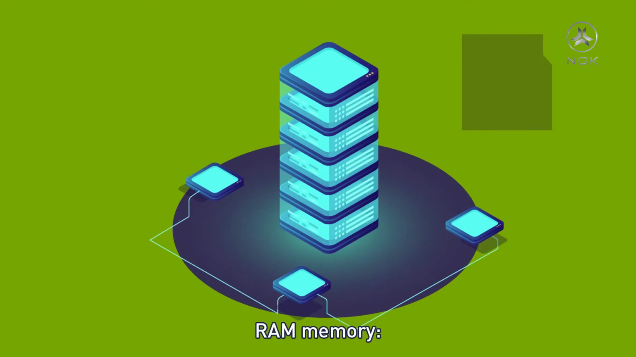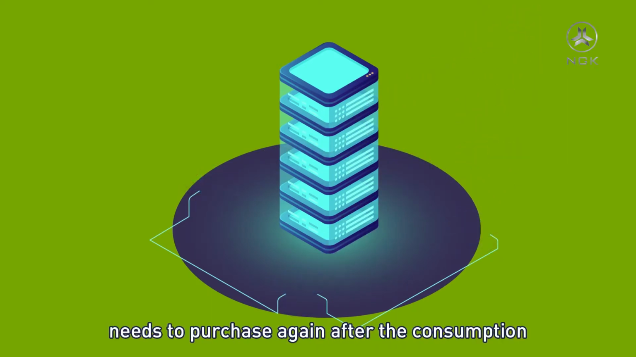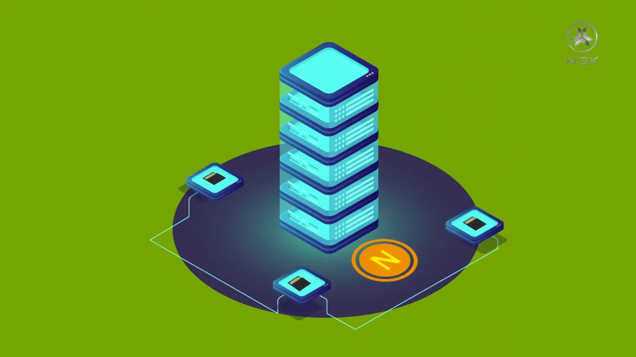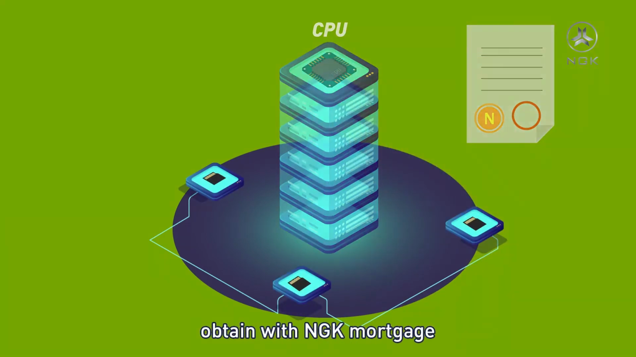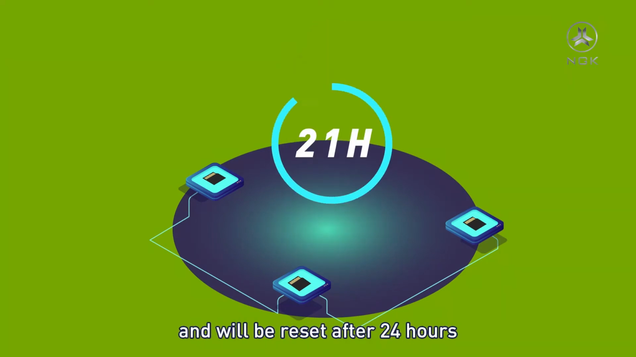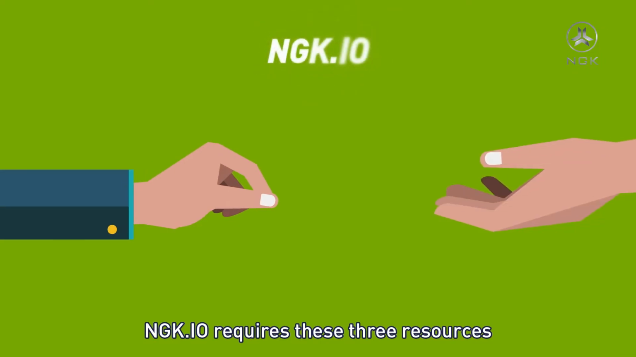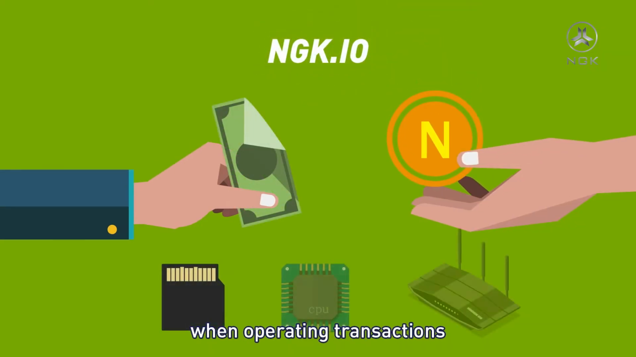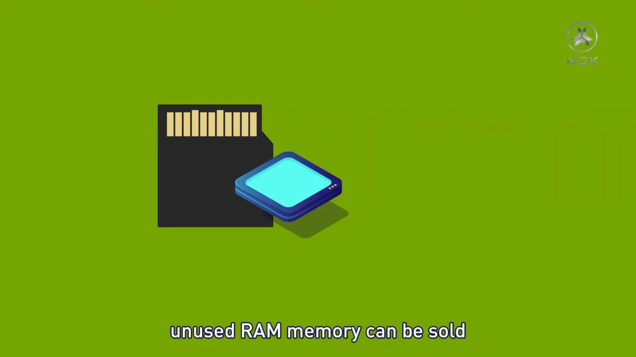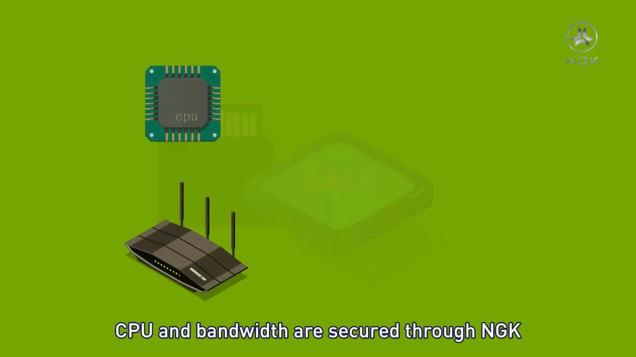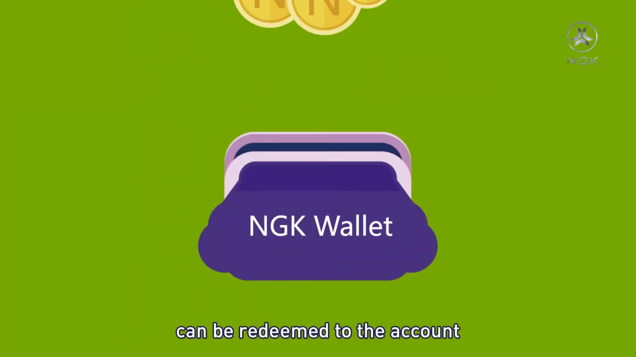RAM memory. Consumable resources are purchased with NGK and need to be purchased again after consumption. CPU and bandwidth. Sustainable resources obtained with NGK mortgage, which are reset after 24 hours. NGK.io requires these three resources when operating transactions. RAM memory is purchased through NGK, and unused RAM memory can be sold. CPU and bandwidth are secured through NGK, and the mortgaged NGK can be redeemed to the account.